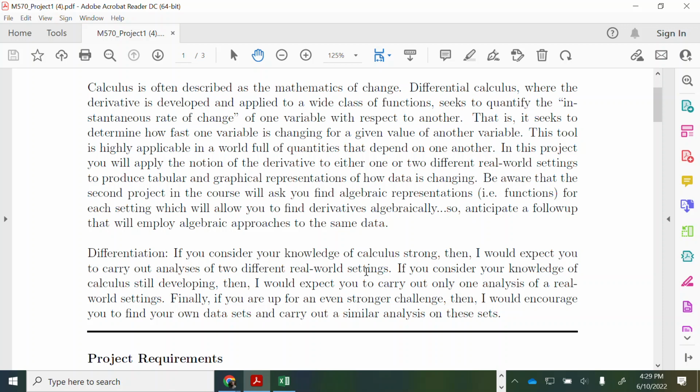Now, I did change this project this week to make room for the great variety of learners that we have in our course this year. If you consider your knowledge of calculus strong, then I'd expect you to carry out analyses of two different real-world settings. If you consider your knowledge of calculus still developing, then I would expect you to just do one. And finally, if you're really up for a strong challenge, I'd encourage you to find your own data set and carry out a similar analysis on each of the sets that you find.